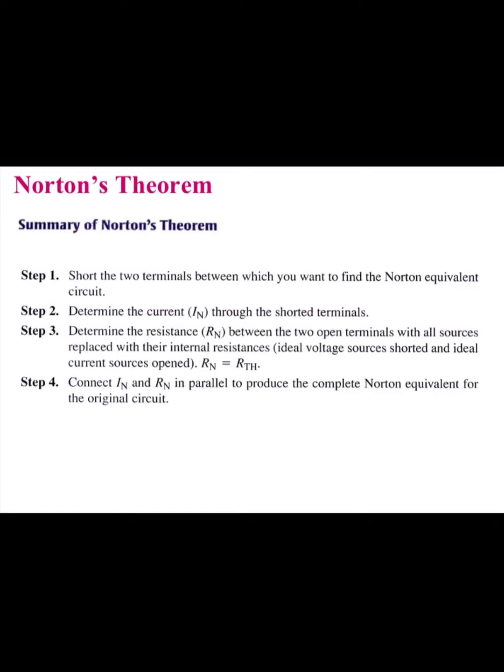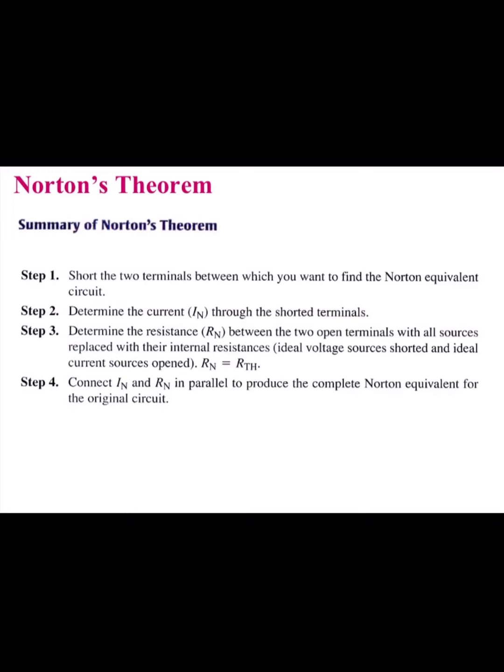Let us see what are the steps to find the Norton equivalent circuit. The first step is to short the two terminals between which you want to find the Norton equivalent circuit. The second step is to determine the current IN through the short terminals, meaning the output terminals. Then after that we will find the Rn, the Norton equivalent resistance between the two open terminals, with all sources replaced with their internal resistances.